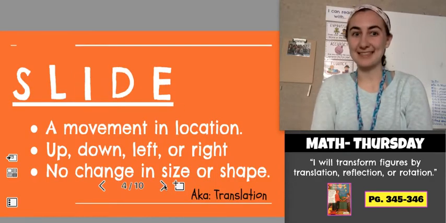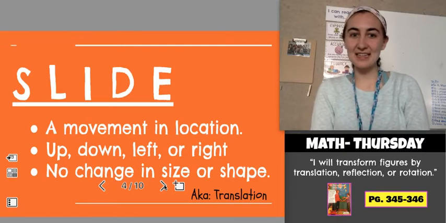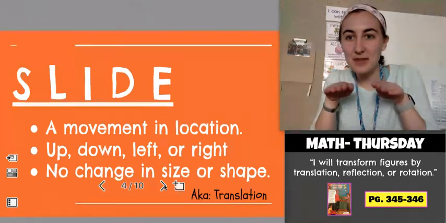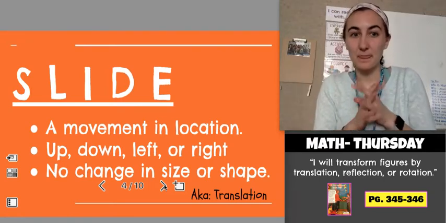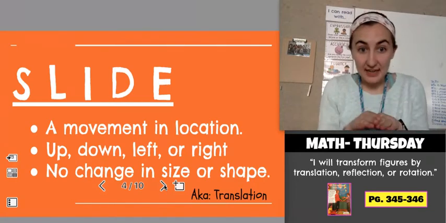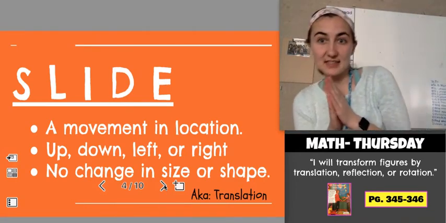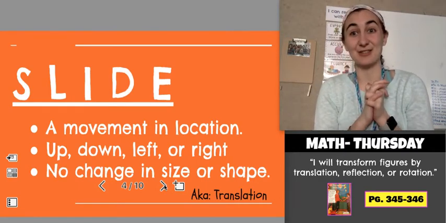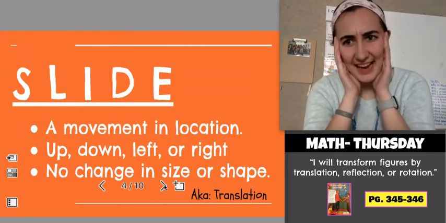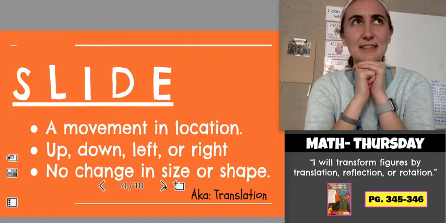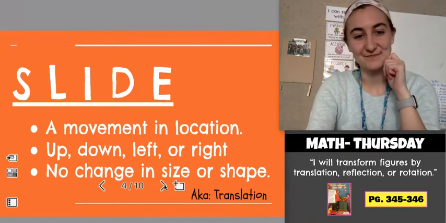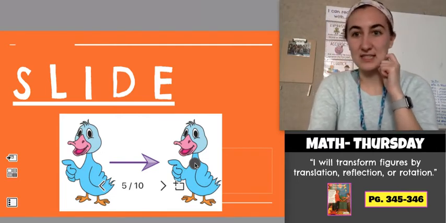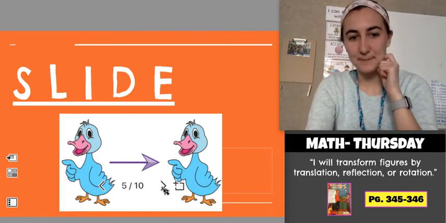We're going to talk about a slide. A slide is a movement in location. If you were to slide across your hard floor with socks on, you would simply move over the floor. But a slide can be up, down, left, or right. There's no change in size or shape. A slide can also be called a translation. Math talk. This duck is sliding from one spot to another. It's sliding to the right.